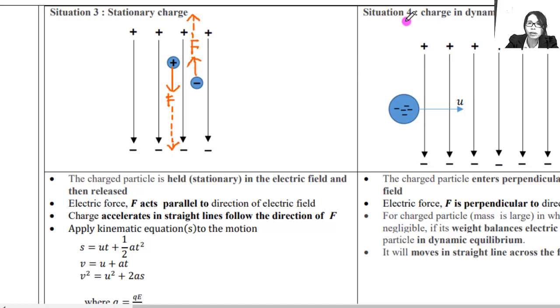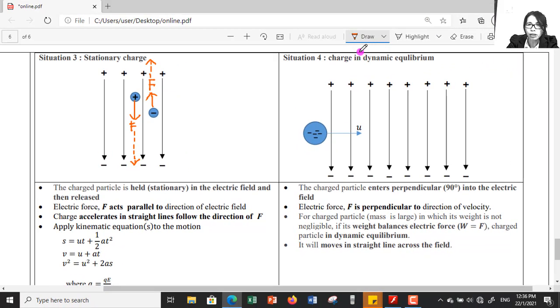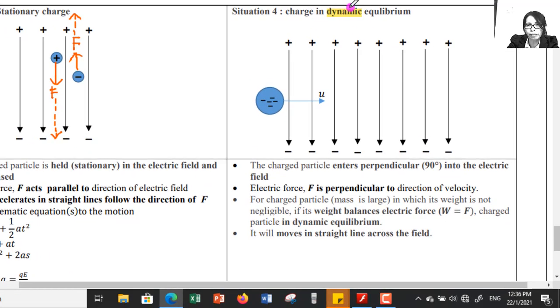Then we move on to the last situation. For the charge in dynamic equilibrium, what is meant by dynamic equilibrium? For example, I have a uniform electric field. Then I have a negatively charged particle. It enters perpendicular, 90 degrees, into the electric field.